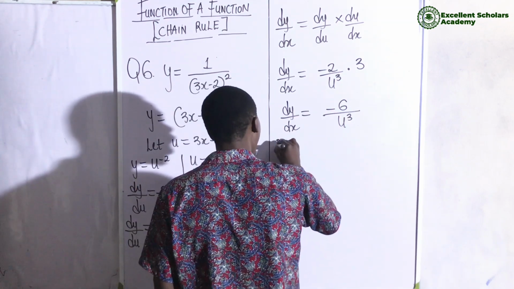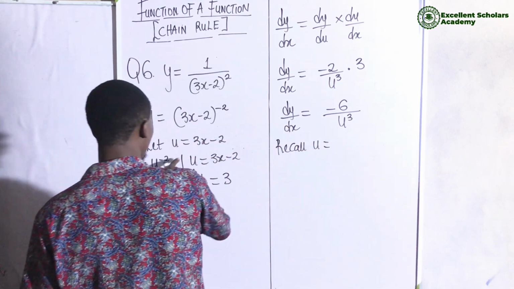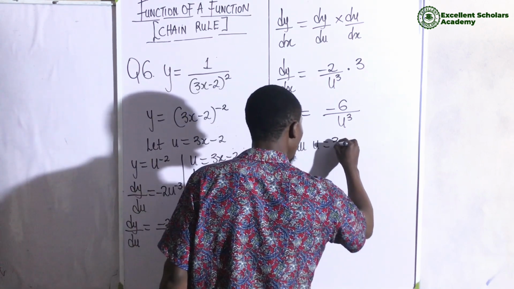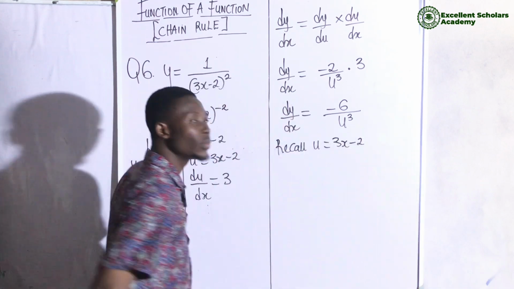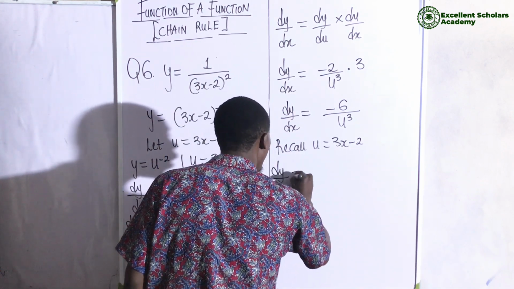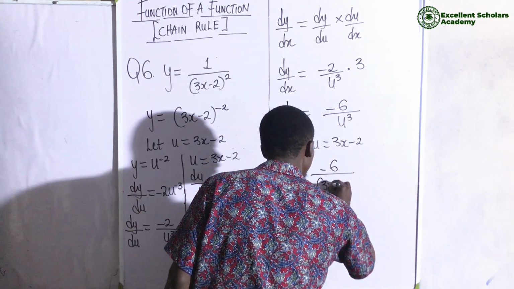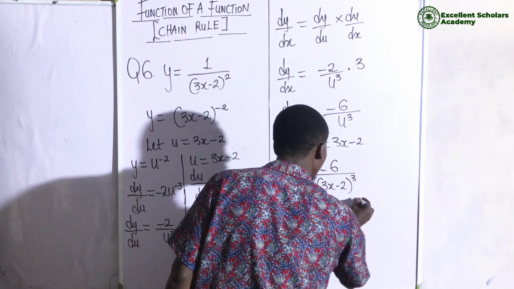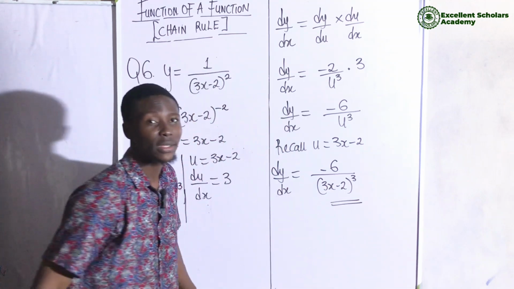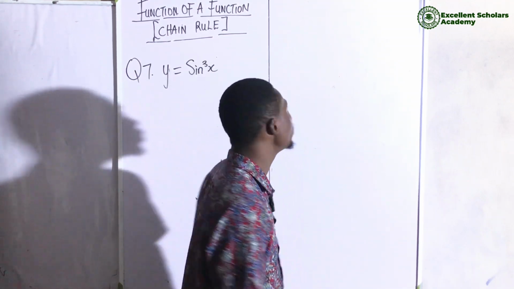So now recall that your u equals 3x minus 2. So finally your dy/dx is going to be equal to minus 6 over (3x minus 2) all to the power of 3. And this will be our final answer. I hope you understand that. So this is the next question we are going to solve.